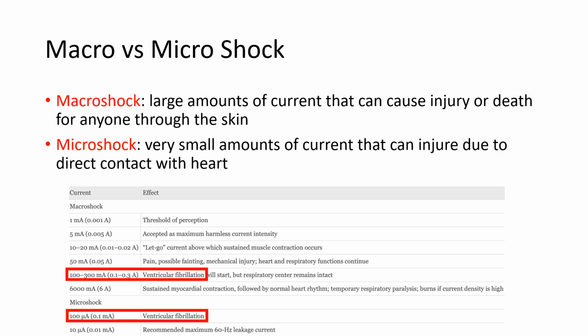Microshock, on the other hand, is caused by very small amounts of electrical current that can cause injury due to direct contact with the heart, i.e. a pacing wire or PA catheter into the heart. For example, it takes 100 milliamps, we said, for VFib to occur by macroshock, compared to only 100 microamps for VFib to occur through microshock.